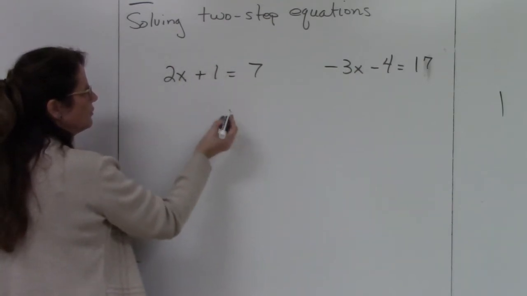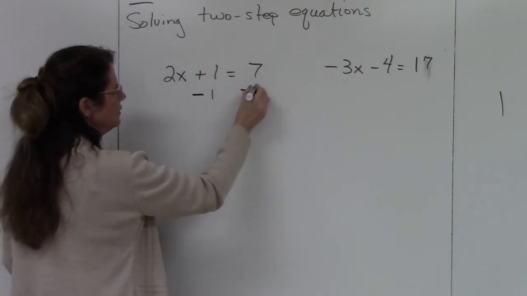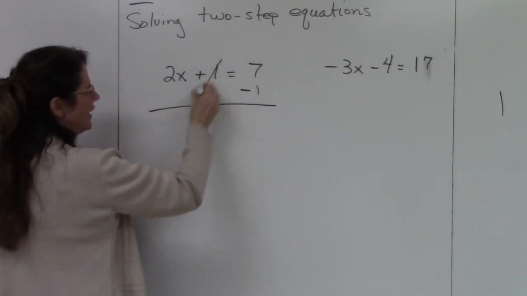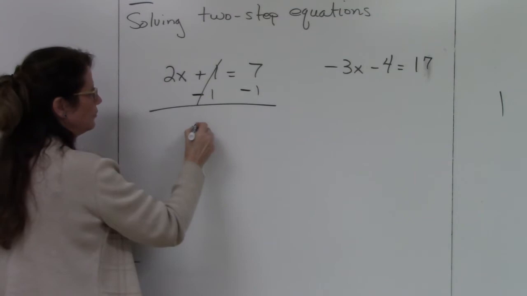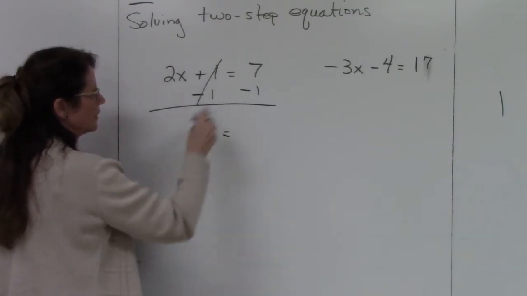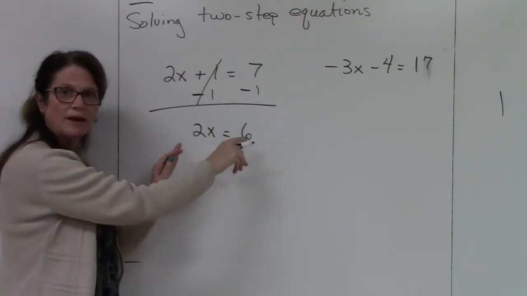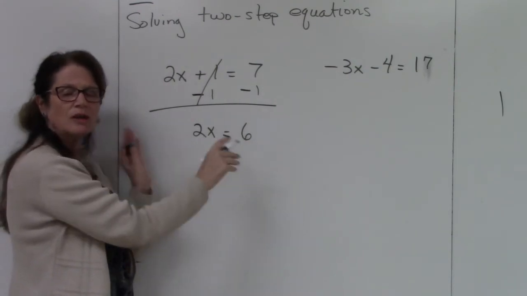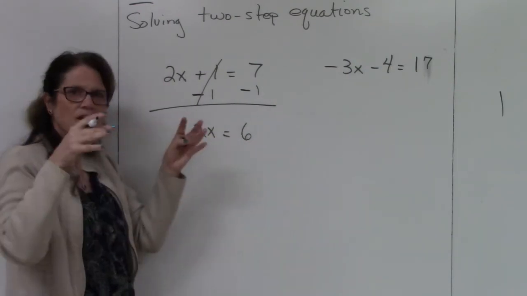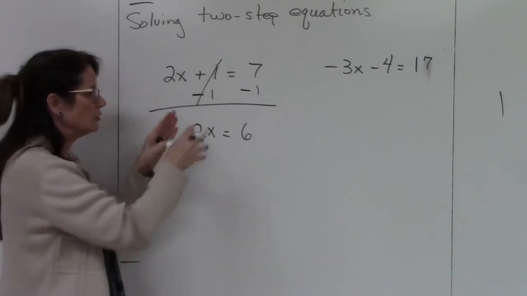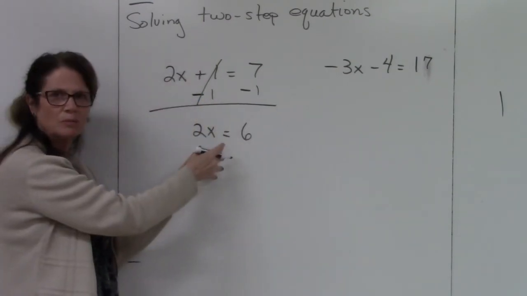So here I have a plus 1. I'm subtracting 1 to get rid of it. That cancels that. I end up with a 2x here. 7 minus 1 is 6. Now you're back to a one-step equation. So anytime you're solving an equation, you're just going to break it down, simplify it until you end up with a one-step equation.